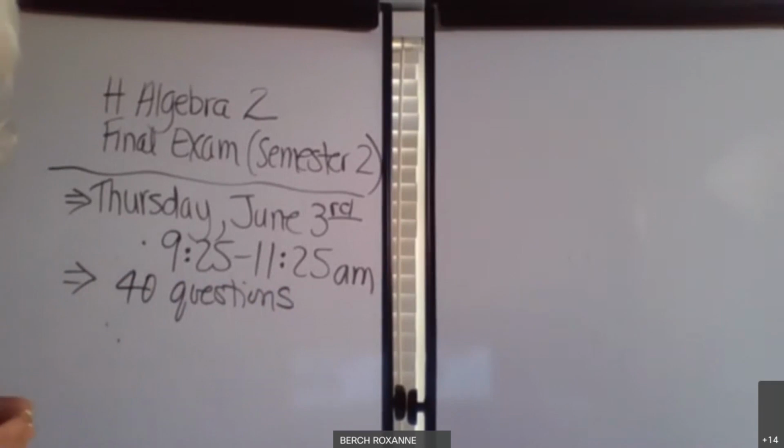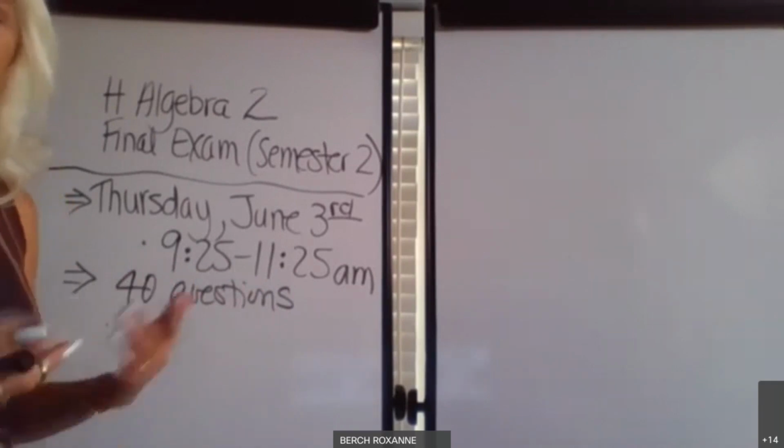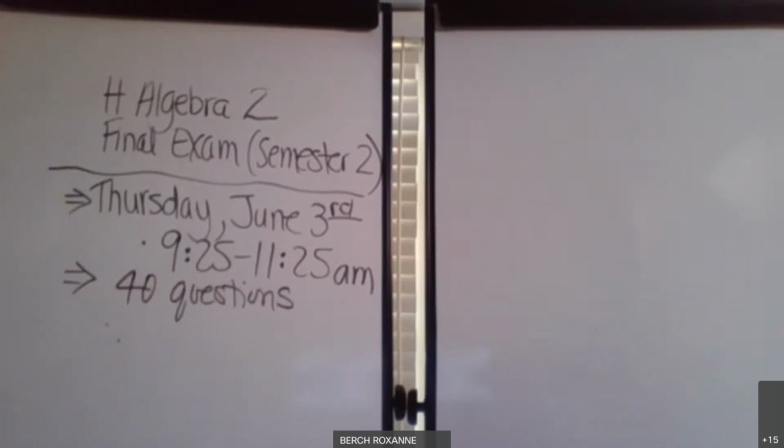And so that's approximately 3 minutes per question. So obviously, some questions won't even take 30 seconds. Some questions might take 5 minutes, but on average, you're thinking 40 questions, 120 minutes, 3 minutes a question.